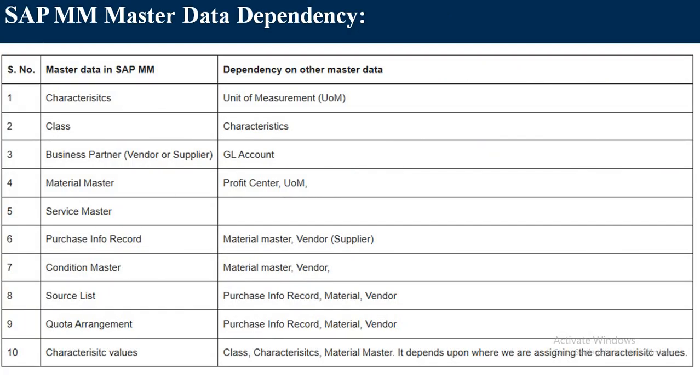Apart from this, what are the different master data dependencies in the material management system? We have master data like characteristic, class, business partner or vendor or supplier, material master, service master, purchase info record, condition master, source list, quota arrangement and characteristic value. And these are the dependencies on the different master data.